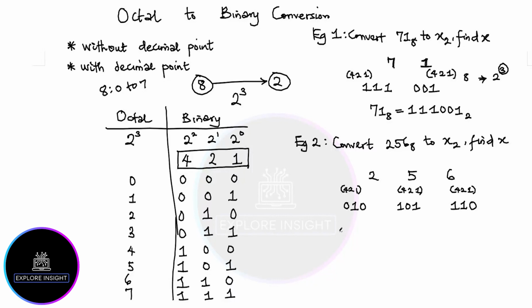Let's put this together. It means that 256 in base 8 will be 0, 1, 0, 1, 0, 1, 1, 1, 0 in base 2. So therefore, what is our value of x? Our value of x will be this, okay?